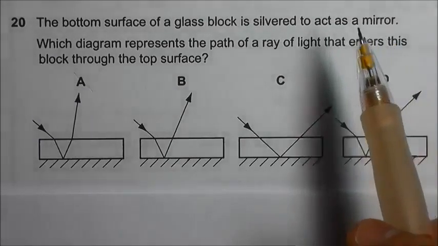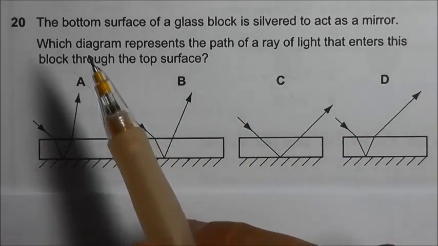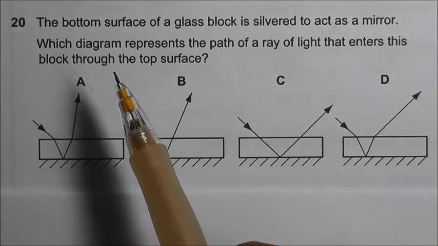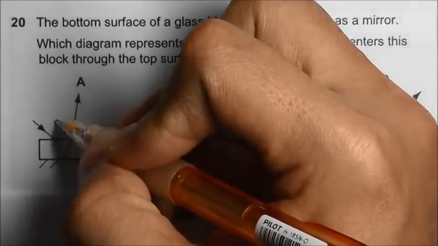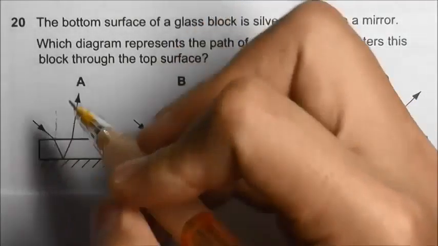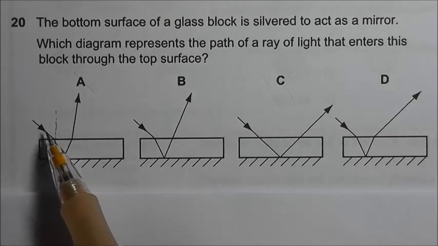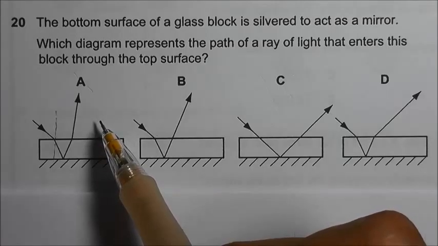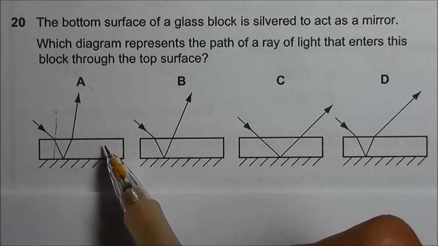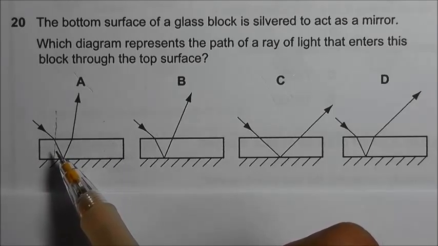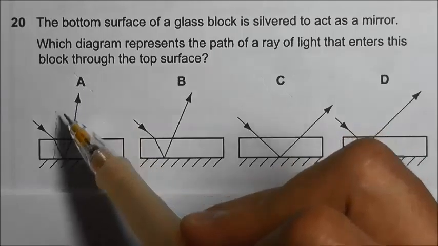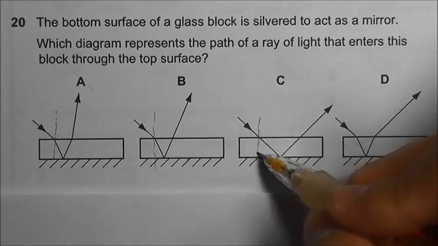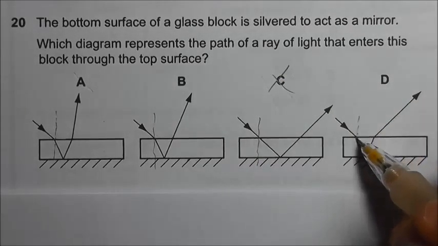We have a mirror that is placed under the glass block. So we are asked which diagram represents the path of a ray of light that enters this glass block through the top surface. Okay, let's look at the beginning path. We see that the light ray is entering from air to glass. So when the light ray is traveling from an optically less dense medium to an optically denser medium, the light ray must bend towards the normal. So A is correct, B is correct, C is wrong because the light ray does not bend towards the normal, and D is also correct.